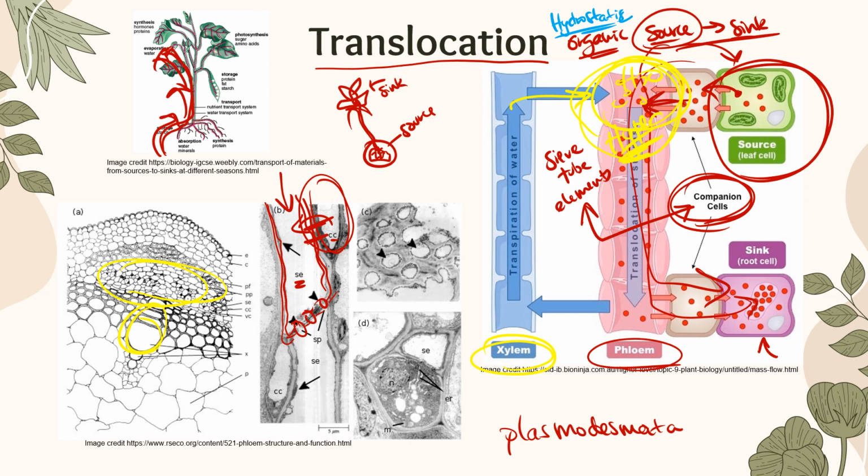We have a lower pressure here where the sink is because we're pulling the sugar out. Because we're pulling the sugar out, it's not hypertonic anymore, which means the water is going to get moved back to the xylem. So I have low pressure here at the sink and high pressure here at the source. And so all of this sap is going to move away from the source toward the sink due to those differences in hydrostatic pressures.